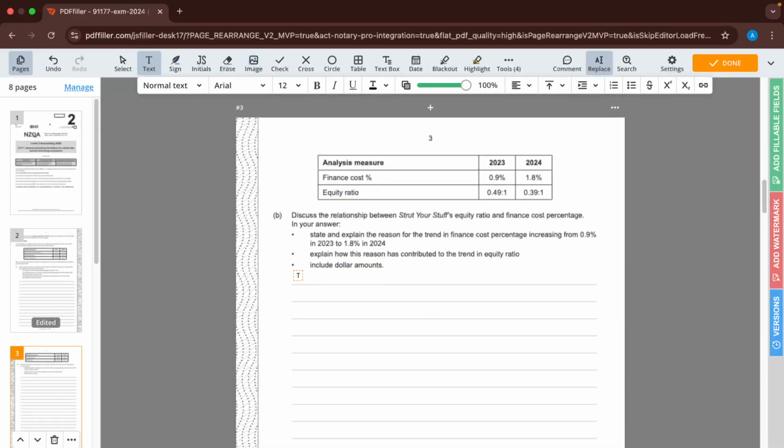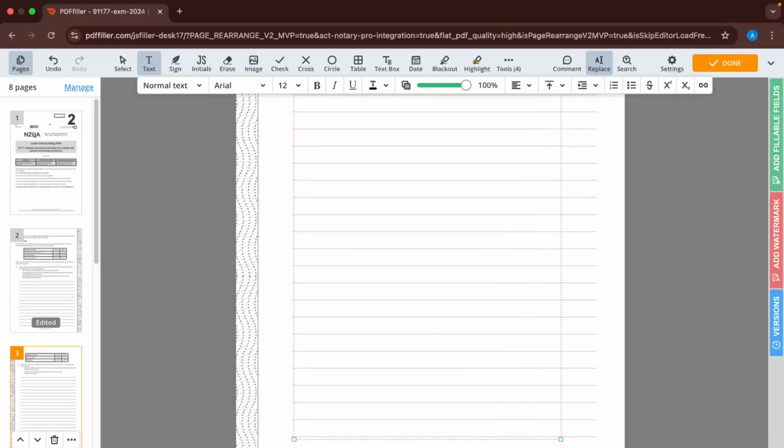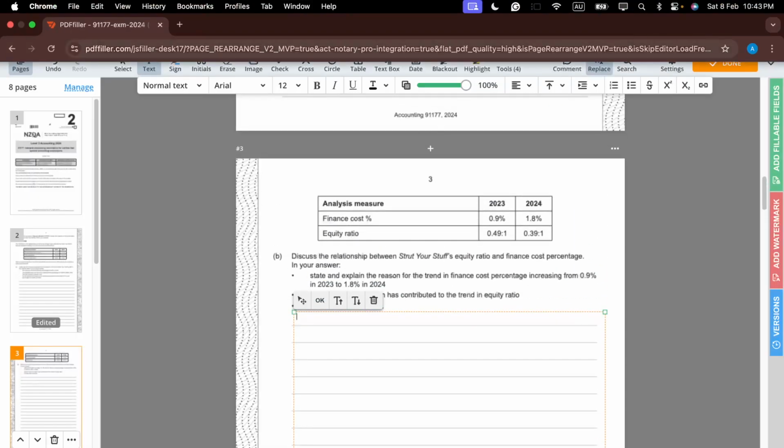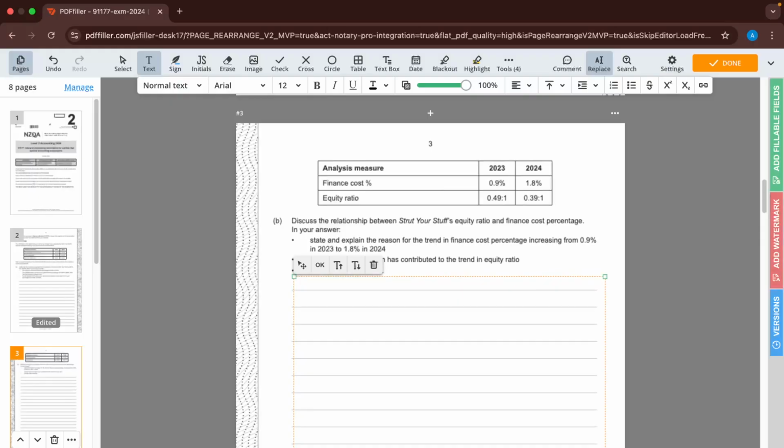So this here is a bit harder. It's looking at some more complex concepts in accounting, and there's a lot of writing they want you to do. But trust me, it's not that bad. Here they say: discuss the relationship between Strut Your Stuff's equity ratio and finance cost percentage. In your answer, state and explain the reason for the trend in finance cost percentage increasing from 0.9% in 2023 to 1.8% in 2024. Explain how this reason has contributed to the trend in equity ratio and include dollar amounts.